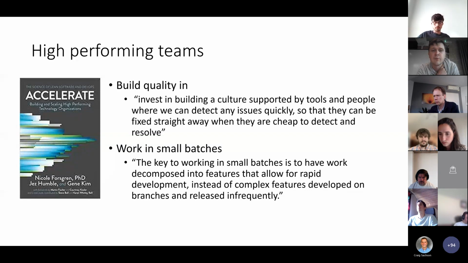And also the importance of working in small batches and decomposing features into small units of work that allow for rapid development, instead of having the desire to create complex features, which can lead to long living branches and slow release cycles.